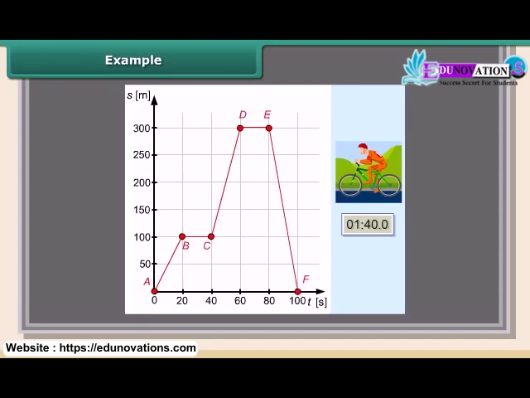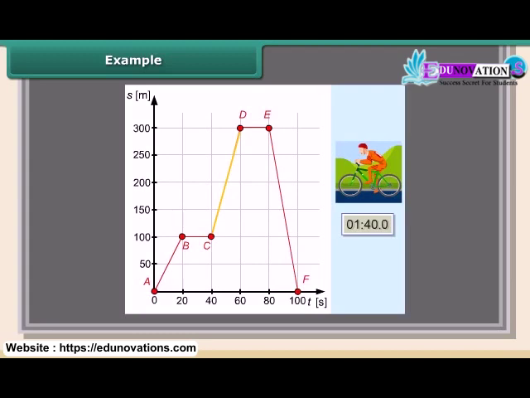So from segment AB, we can discover that the cyclist covered a distance of 100 meters in 20 seconds, moving at a constant speed of 5 meters per second. Segment BC indicates that the cyclist stopped after having traveled a distance of 100 meters. From segment CD, we can see that the cyclist went on to move with a greater speed.